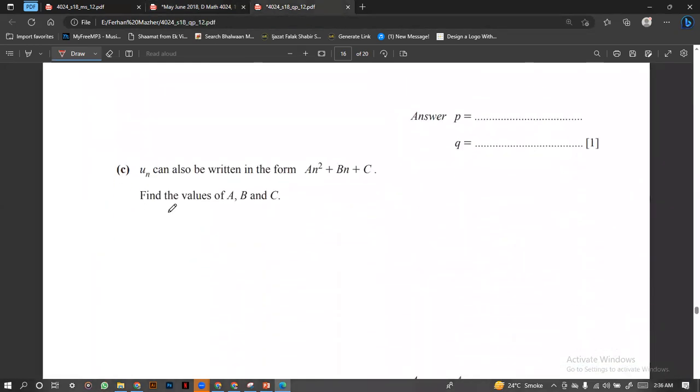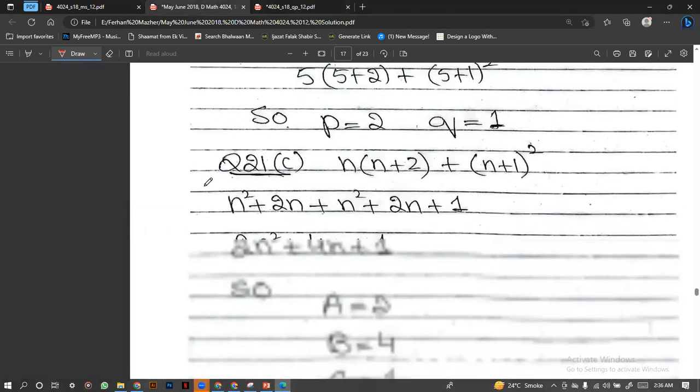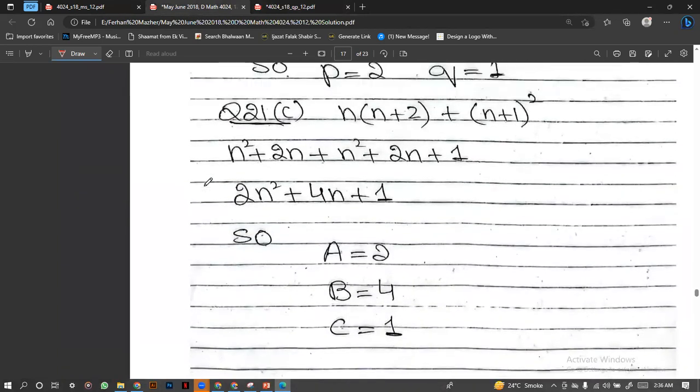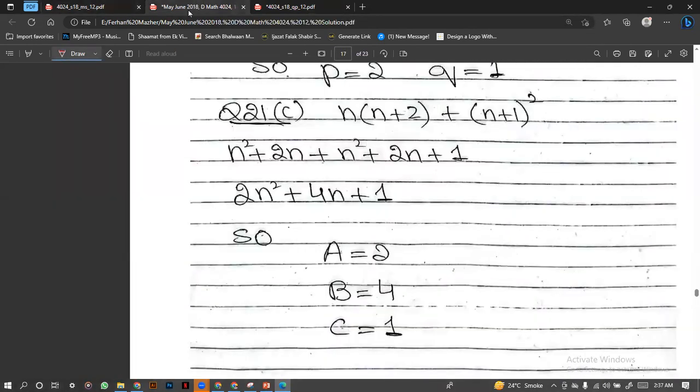Then the question is, un can also be written in the form of an squared plus bn plus c. So find the values of a, b and c. I will open this. In the place of p, I will write 2. In the place of q, I will write 1. So here you can see n into n plus 2 plus n plus 1 whole squared. So it will be n squared plus 2n plus n squared plus 2n plus 1. So it will be 2n squared plus 4n plus 1. So the a value is 2, the b value is 4, and the c value is 1. This is question number 21, part C, and my answers are right.